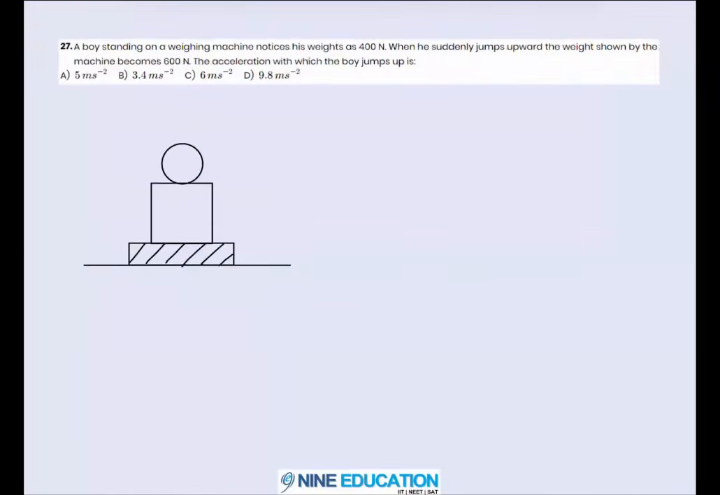Next. In this particular question, let us assume that the boy is standing on this weighing machine. Initially, when the boy was at rest, the weighing machine was measuring the weight of the boy. And what is the weight of the boy? The weight of the boy is about 400 Newton. Now, I can write down this weight as mass into gravity.